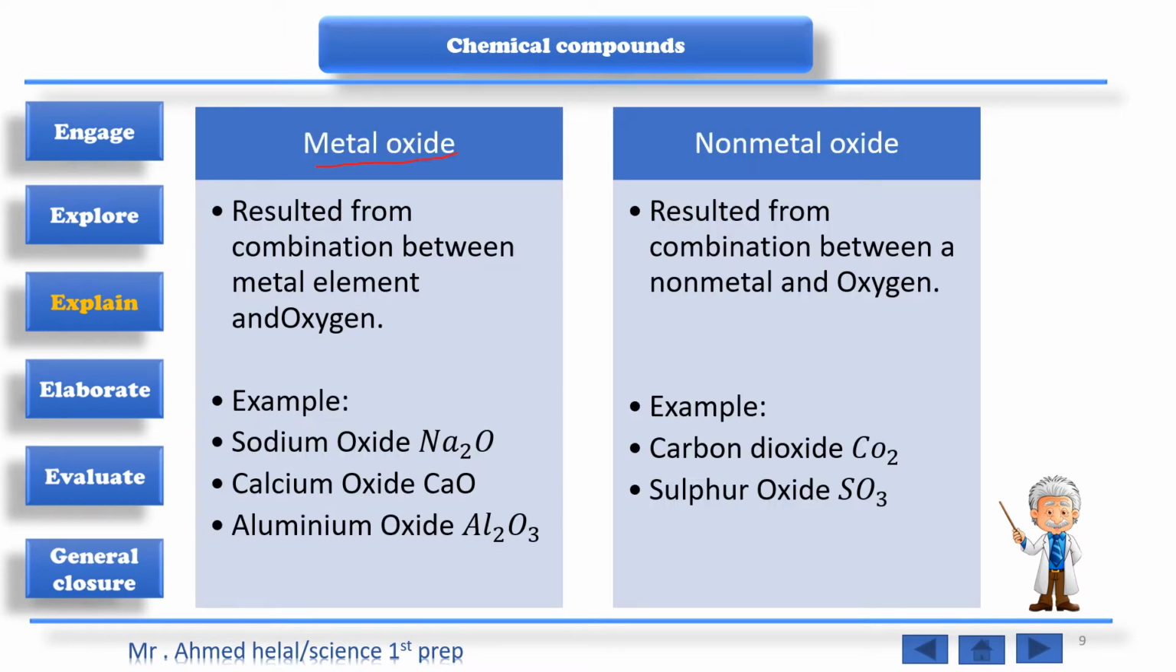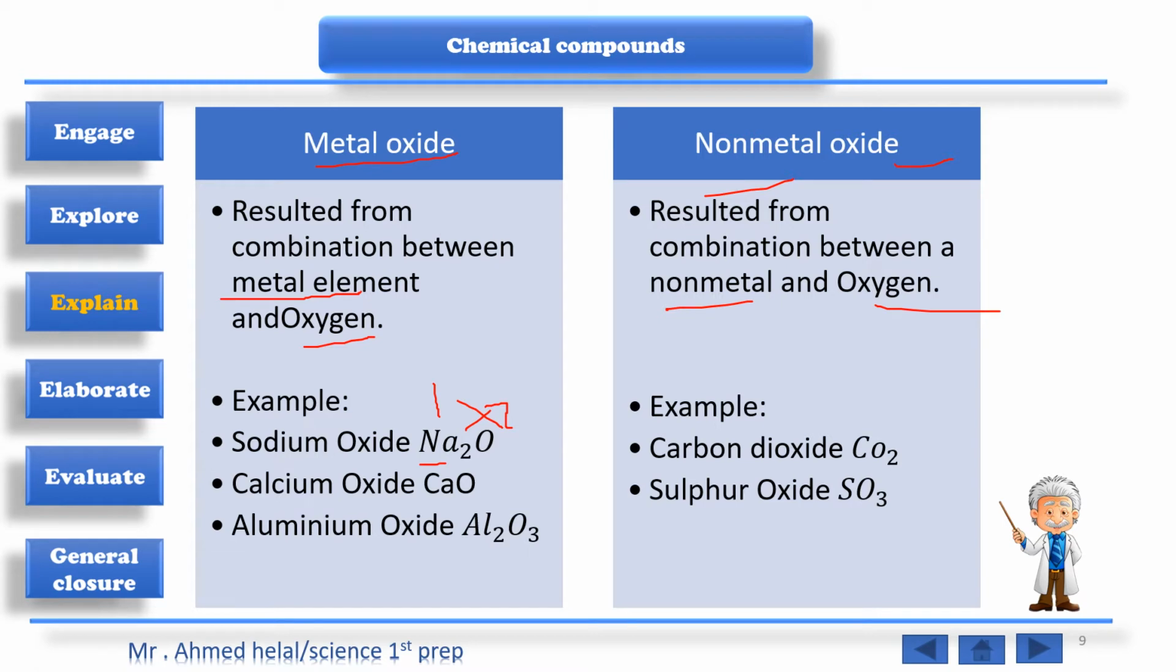Metal oxides result from combination between a metal element with oxygen. Okay. Non-metal oxides result from the combination between non-metal and oxygen. Okay. So we have examples for metal oxides: Na, this is a metal, Na2O. Why? Here we have oxygen divalent and sodium monovalent. When we change the valency, it will be Na2O.